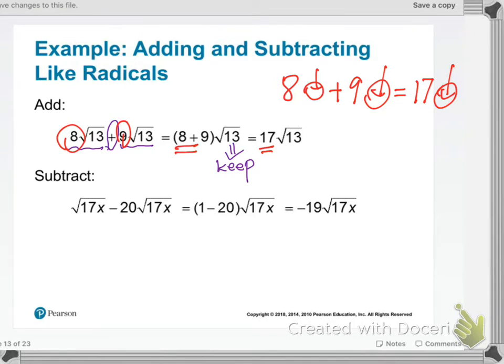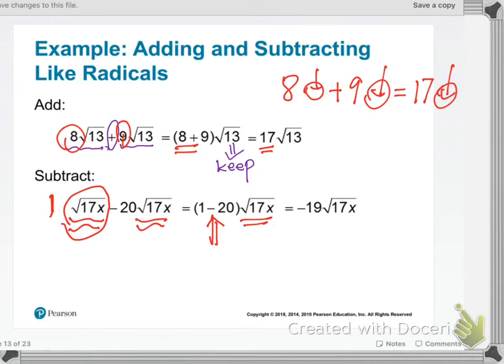Subtraction: still, we keep the radical part. They have to be exactly the same, and then we keep it. Now there's no number before this radical, so that means we have 1 radical 17x. Subtraction means 1 minus 20, the part before the radicals. So 1 minus 20 is negative 19.